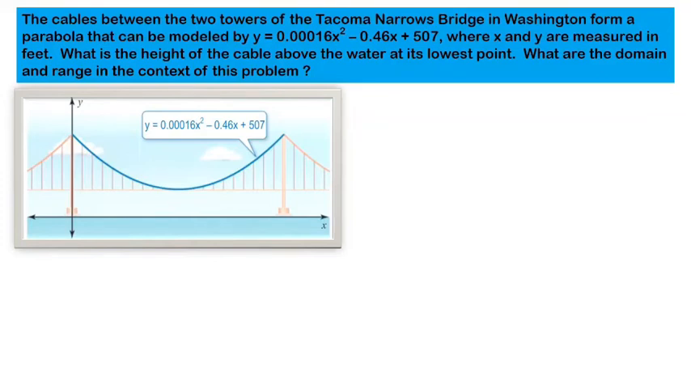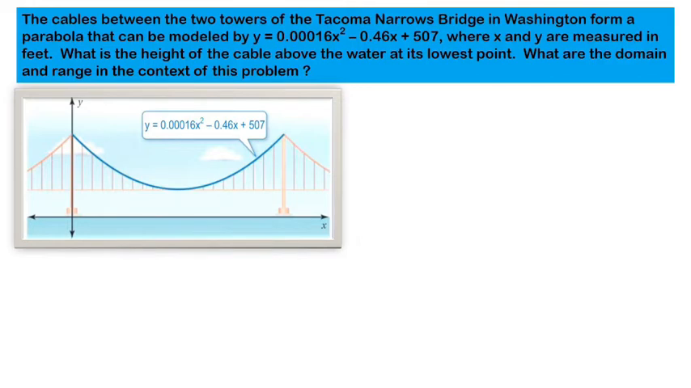Hello, Math 2 students. There are so many things in real life that are modeled by quadratic functions that today we're going to take a look at a few of them. The first problem says, the cables between the two towers of the Tacoma Narrows Bridge in Washington form a parabola that can be modeled by y equals 0.00016x squared minus 0.46x plus 507, where x and y are measured in feet.